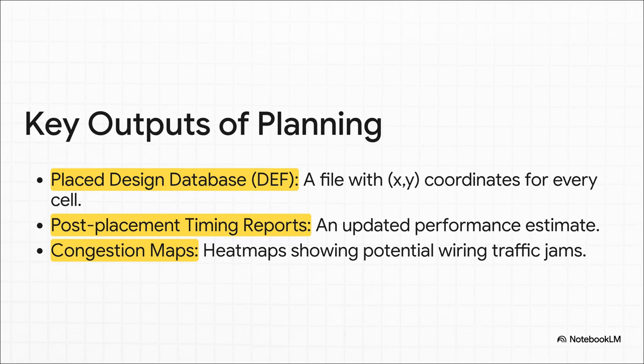So the really big deal coming out of this stage is a file called a DEF. This is our master city plan. And for the very first time, every single one of those millions of components has a precise X and Y coordinate. We also get these really cool congestion maps. Think of them like a traffic forecast, showing us exactly where we might run into wiring traffic jams later on.